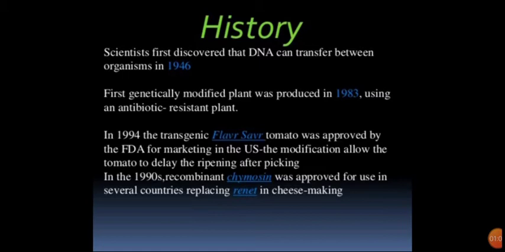Scientists first discovered that DNA can transfer between organisms in 1946. Flor Sauer is one of the important scientists who was involved in the transgenic tomato and found the transfer of gene in 1994. In the 1990s, recombinant chymosin was approved for use in several countries, replacing rennet in cheese making.